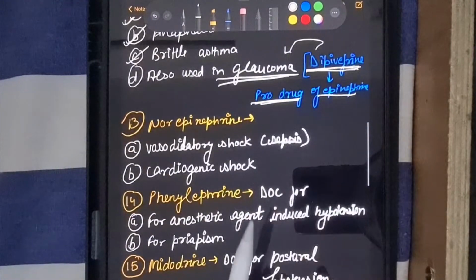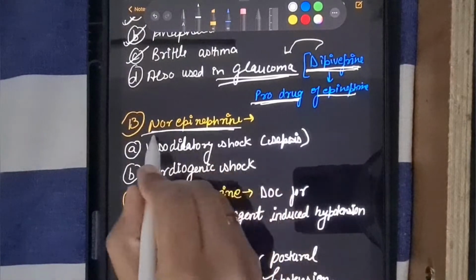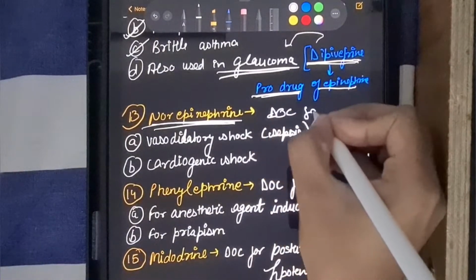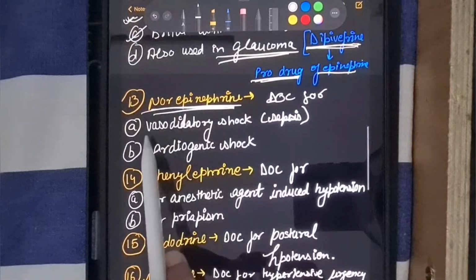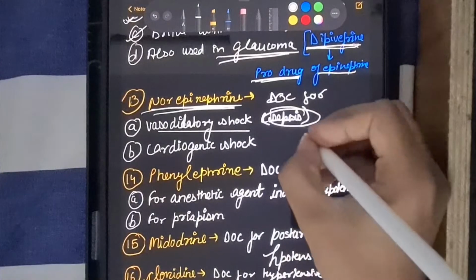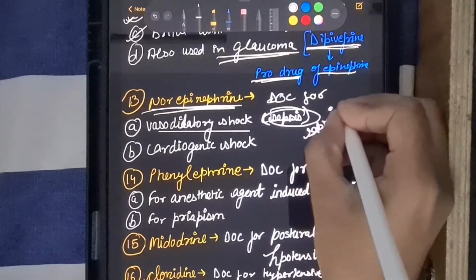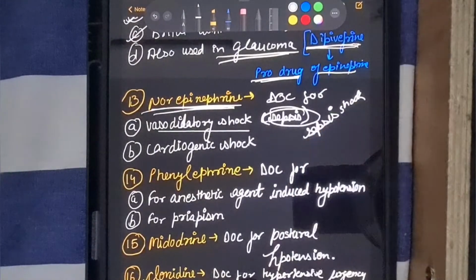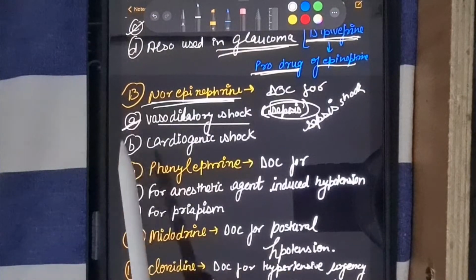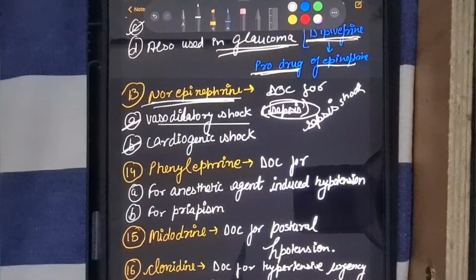So the next drug is norepinephrine. The norepinephrine is a drug of choice for vasodilatory shock. The vasodilatory shock is also known as septic shock. So norepinephrine is a drug of choice for vasodilatory shock, and the second is cardiogenic shock.